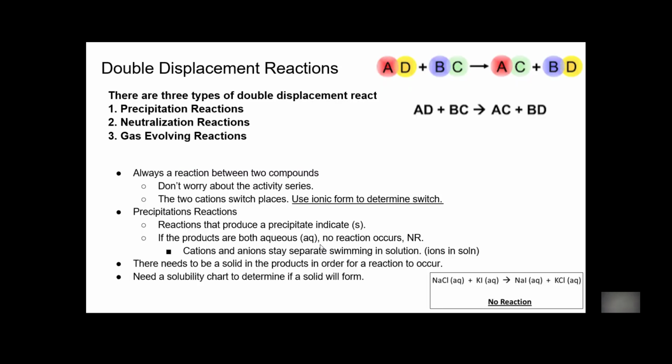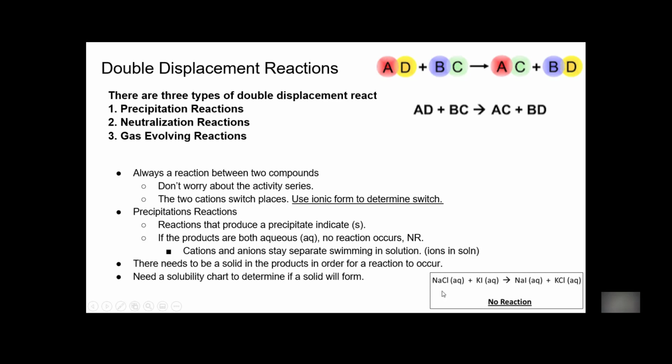Double displacement reactions, we have 3 types. We have precipitation, neutralization, and gas evolving. Now we can actually have a 4th that we don't really talk about, but it's down here in the corner. Double displacement is switching dance partners. So either the cation switches or the anion switches. But sometimes you'll get something where nothing occurs.